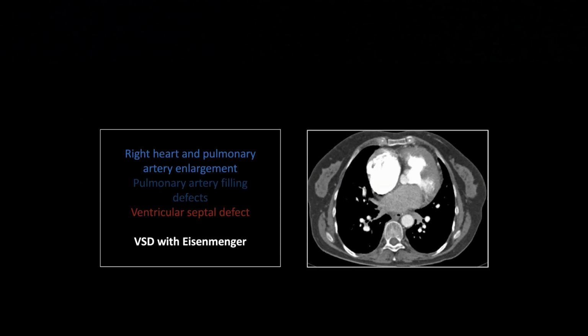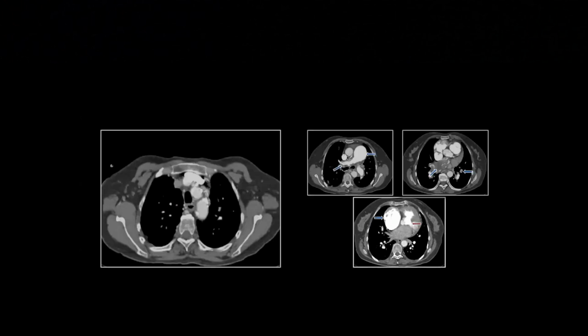So you can see that the right atrium is enormous. The right ventricle is incredibly hypertrophied. And there is a VSD right there in the membranous portion of the septum, right below the level of the aortic valve, with right to left shunting occurring. So there's that right heart and the VSD.